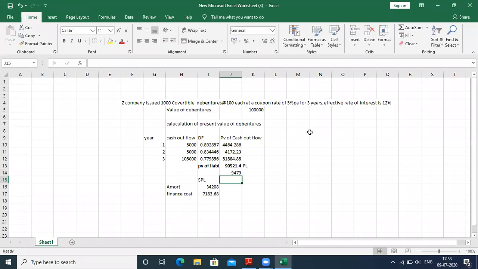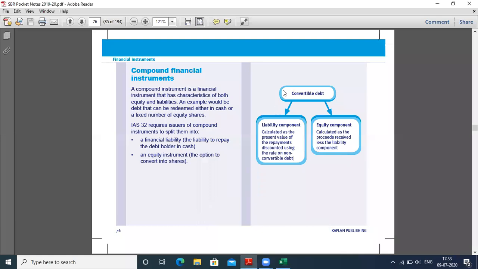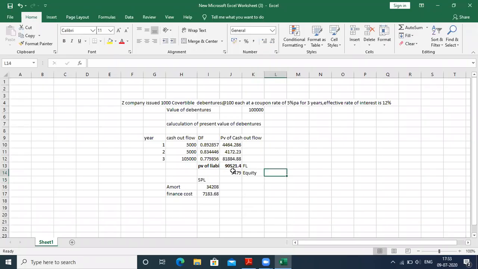The difference amount, that is 9,479, should be considered as equity. So this particular process should be followed when we are dealing with the compound financial statements. So this liability component, that is 90,521, it should be considered as a financial liability, and the difference amount.